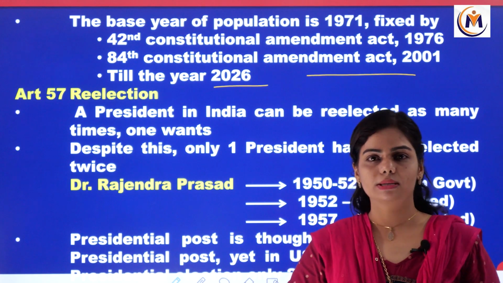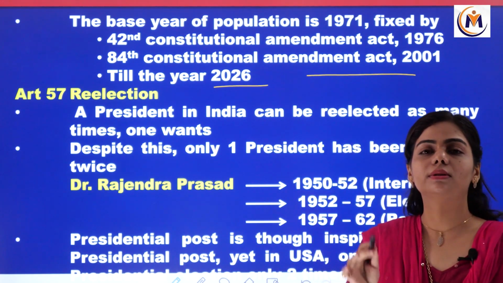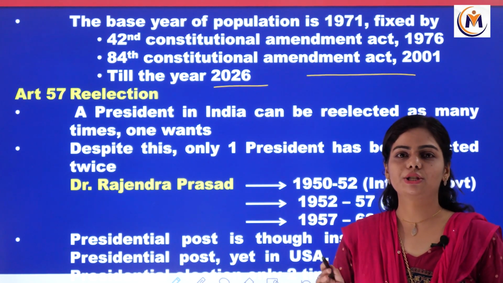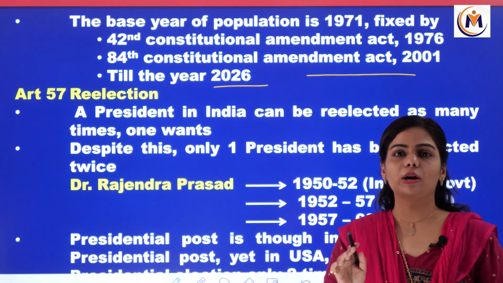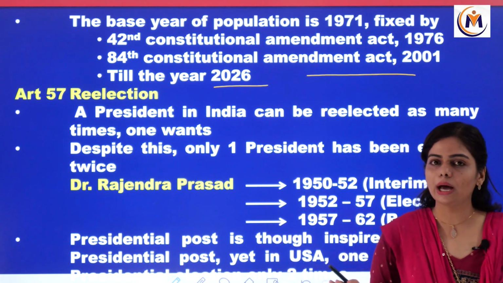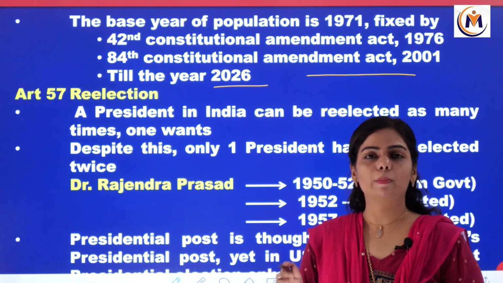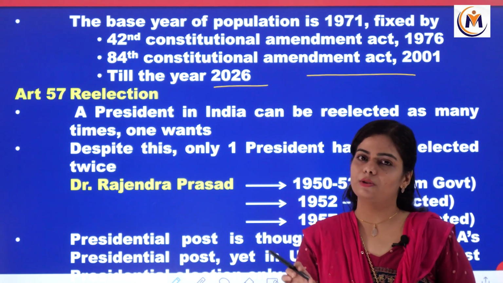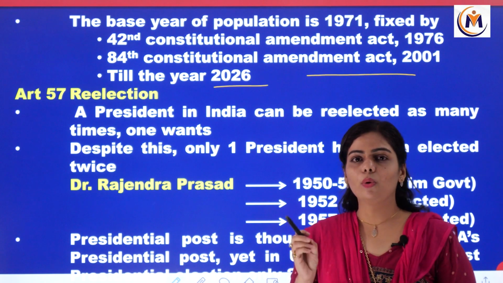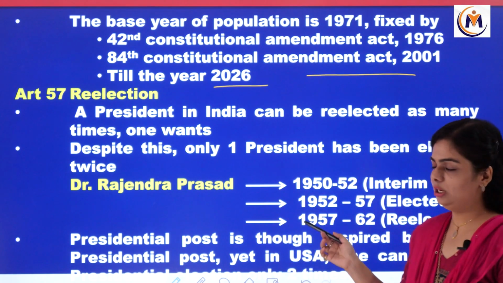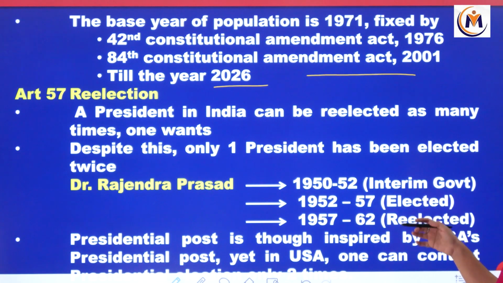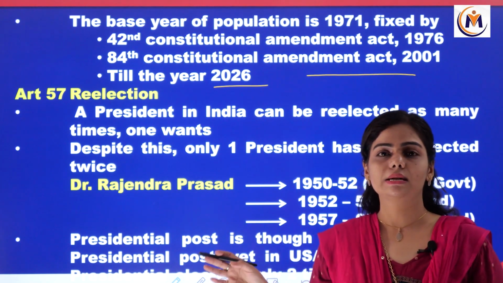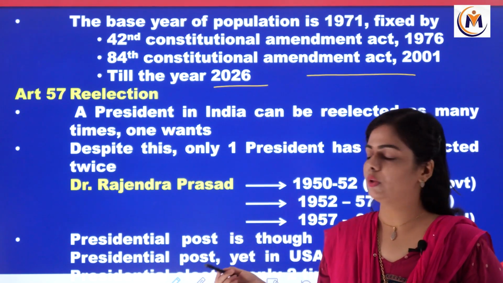Now comes Article 57. What does Article 57 talk about? Article 57 talks about the re-election of the President of India. In India, re-election of the same person as President is permissible any number of times. There is no cap for a person to recontest the presidential election, but by convention, for the sake of respecting this office, just one president, Dr. Rajendra Prasad, has been elected more than once. Besides him, no other person has been elected President of India twice or thrice.